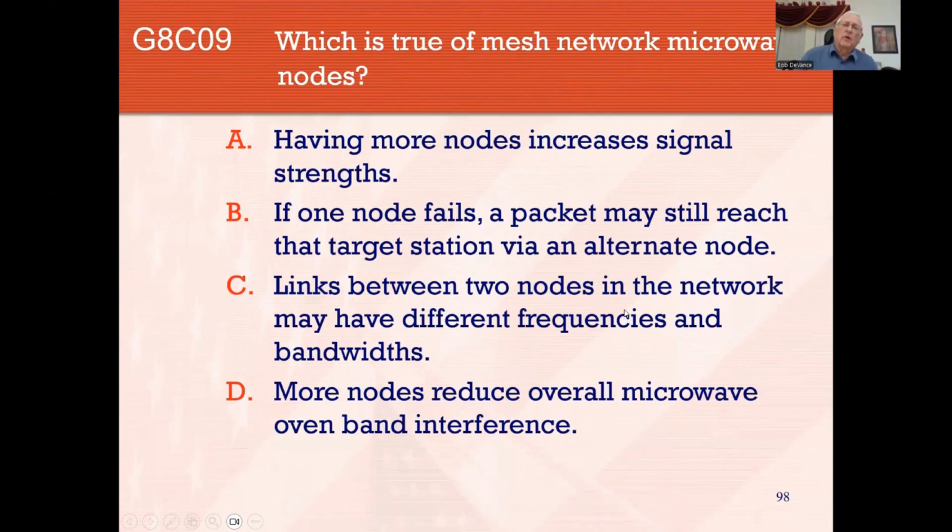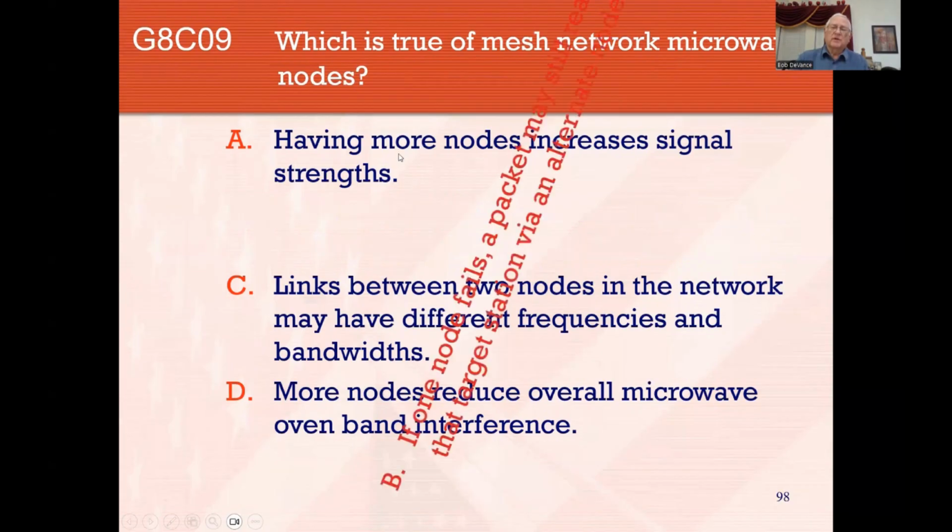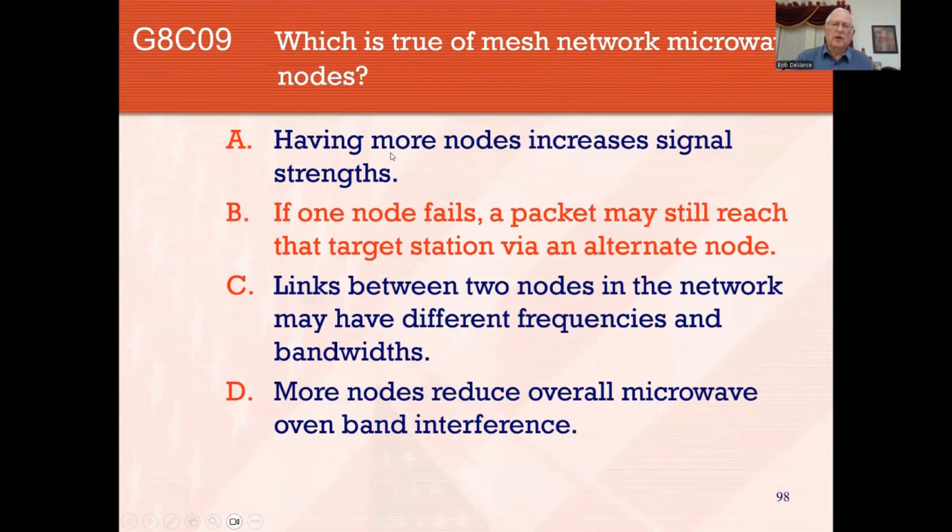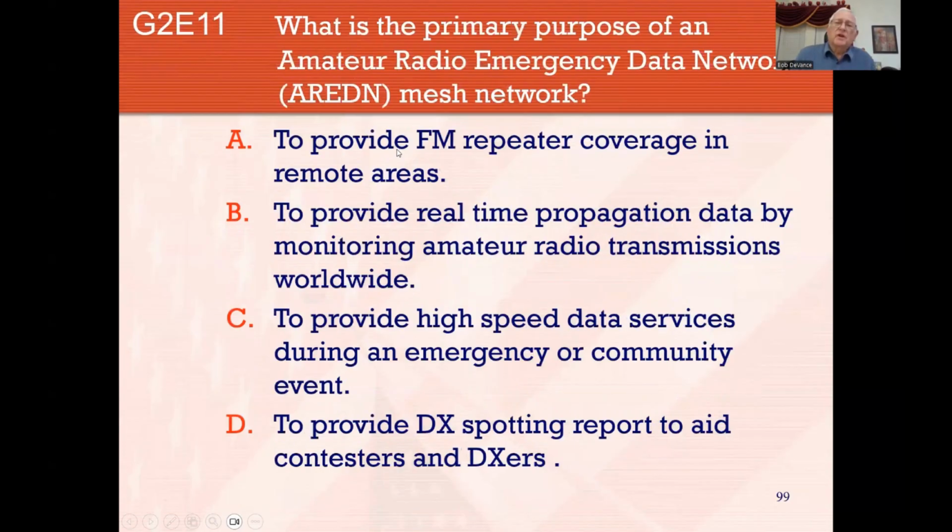Mesh network, microwave networks. Remember, the deal on the mesh network is there are multiple paths to the same destination. So if one node fails, the packet can route around it and still get there on an alternate node. We're getting there. Primary purpose of an Arden mesh network. Key to that was going to be emergency and community. High-speed data services in an emergency or for community events like parades and bike rides and such things.